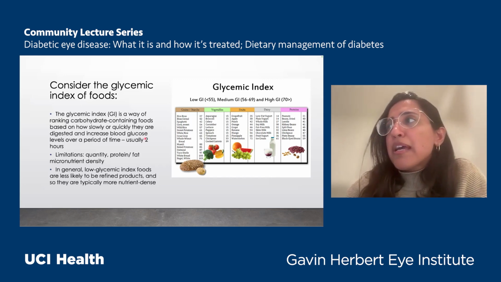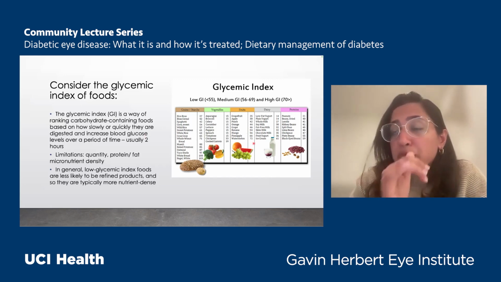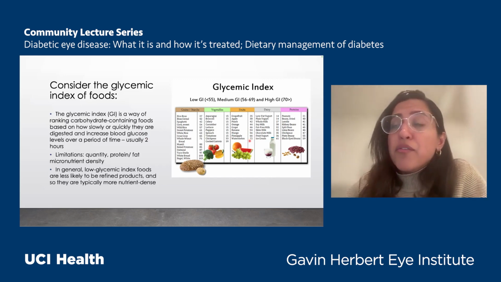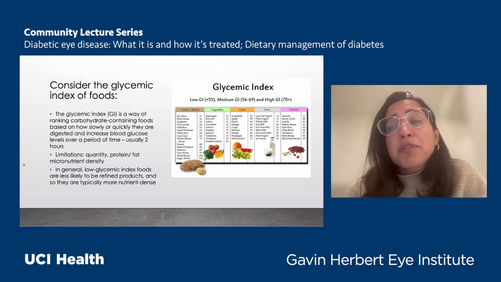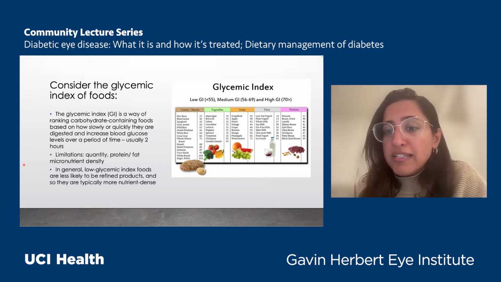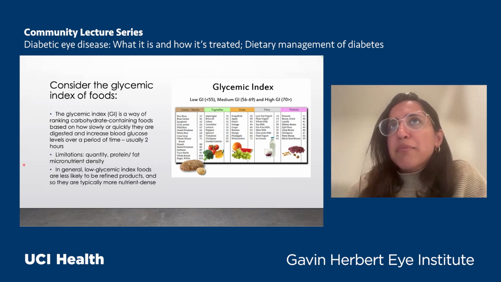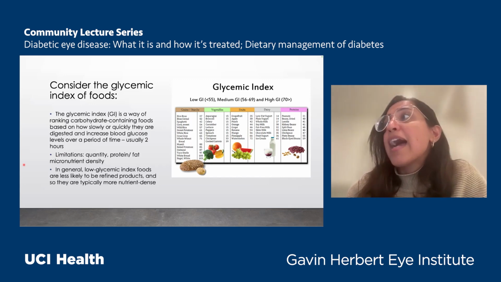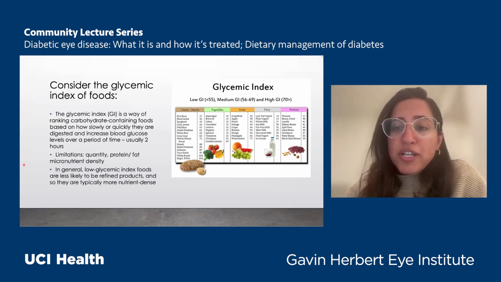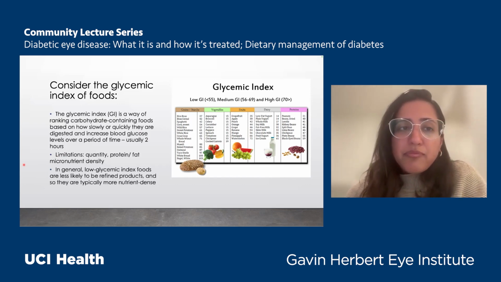So, for example, watermelon has a really high glycemic index of 72. But a serving of watermelon has such little carbs because of its very high water content that its actual impact on the glucose when you have a smaller serving is not going to be as high as that glycemic index would suggest. So it's a useful tool, but I wouldn't rely completely on it.